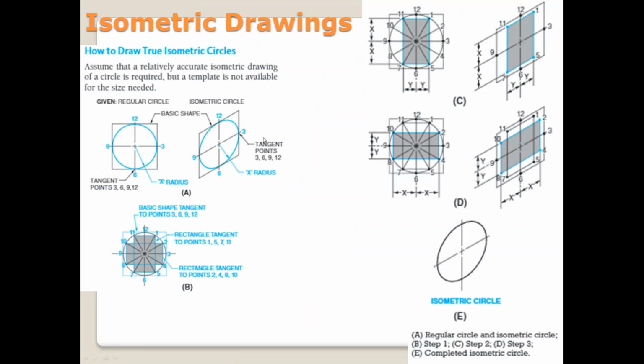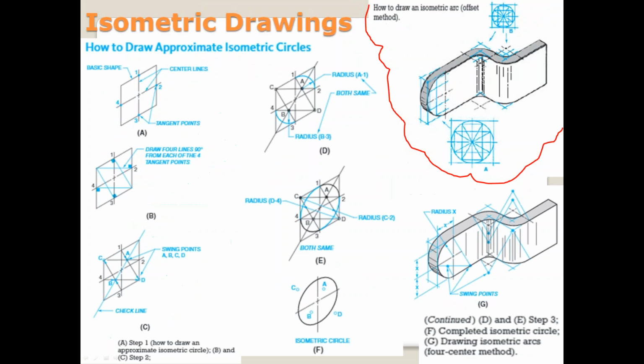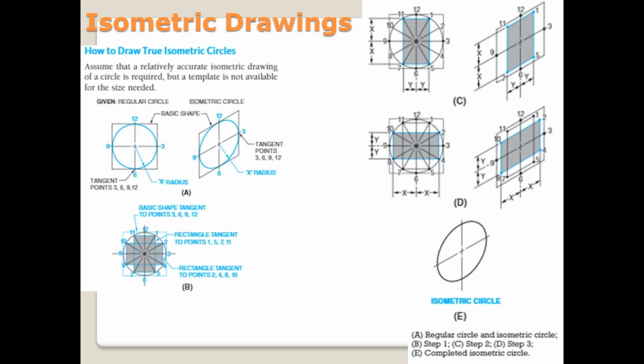How to draw a true isometric circle. So a true isometric circle versus an approximate isometric circle. Let's go through how to draw a true isometric circle first. The true isometric circle, and you will do the same thing. A regular circle means a regular circle.